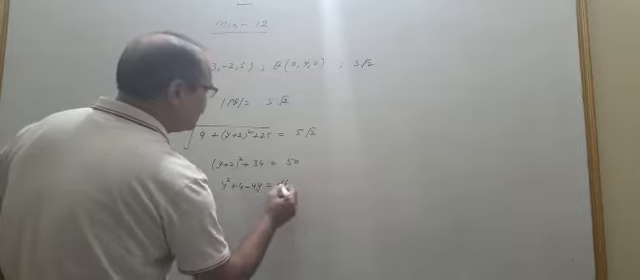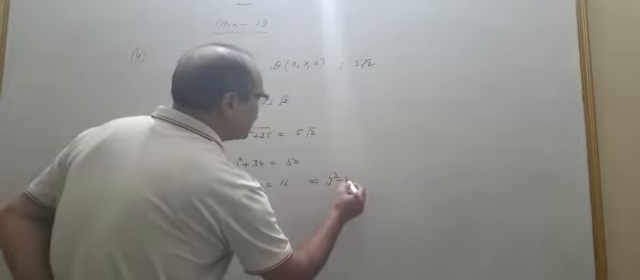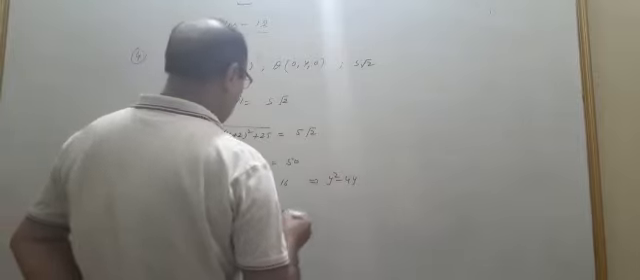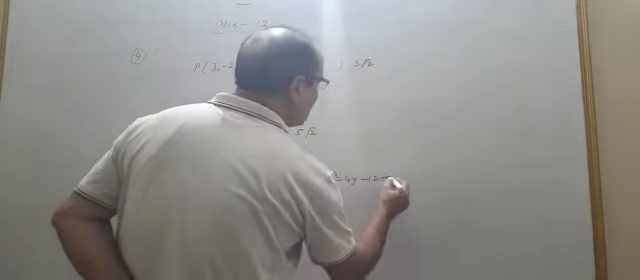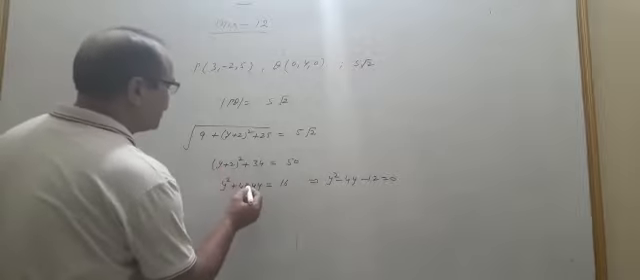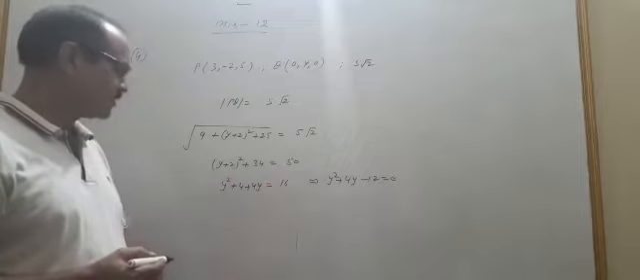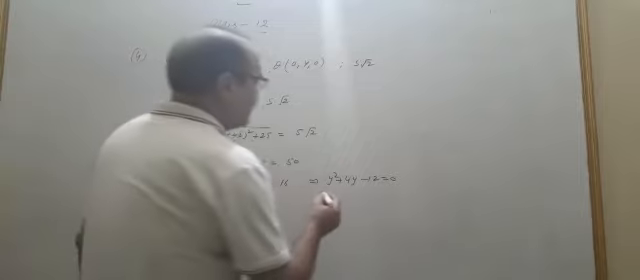-16 becomes 16, and I will transfer this 16 here, so we get a quadratic in y, that is y square minus 4y minus 12 is equal to 0. So this is the quadratic. You find out the quadratic. After getting this quadratic, find the values of y.